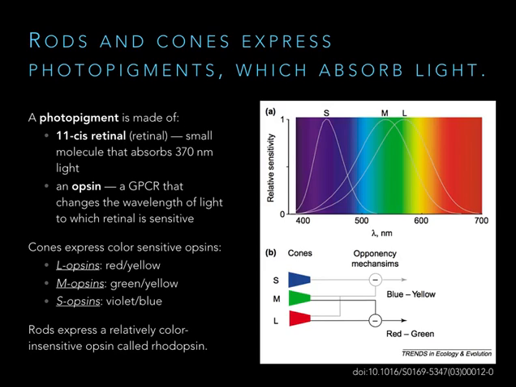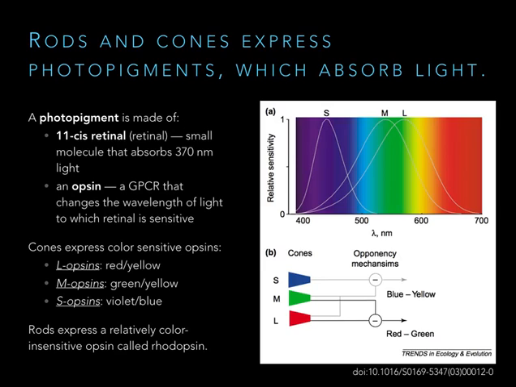Cones, on the other hand, are going to express one of three types of opsins. So there's the L opsins, where L means long wavelength. They'll absorb the red and yellow wavelengths of light. M opsins absorb the medium wavelengths, so the greens and yellows. And then there's the S opsins, which absorb the shortest wavelengths, so they'll absorb the violet or blue lights. So this is what allows cones to distinguish red, green, and blue.